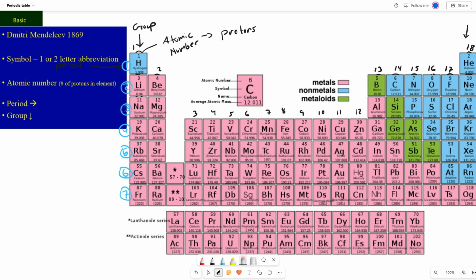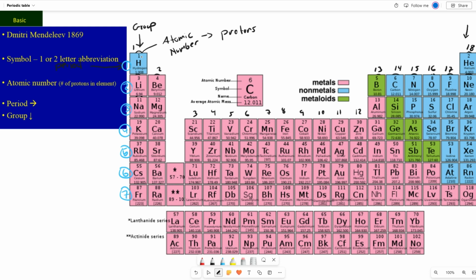All right, so today what we talked about was how the periodic table got its shape. We talked about how the elements have one or two letter symbols. And we said how these whole numbers at the top of the periodic table, those are the number of protons in each element, and they're called the atomic number. And then we talked about how you have groups and periods to recognize where elements are in the periodic table.